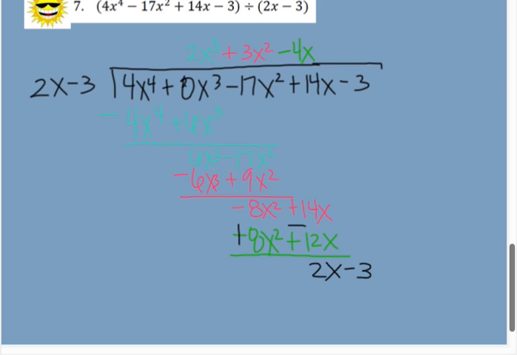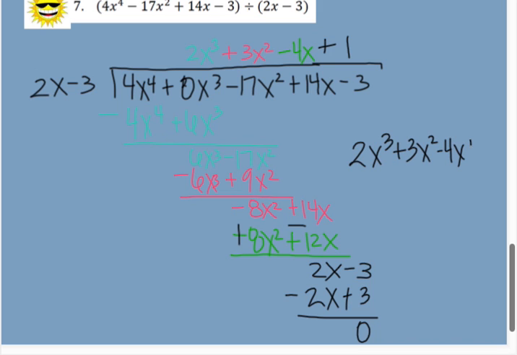2x times what gives me 2x? Well, 2x times 1. So plus 1. So it's just 2x minus 3. Change the signs. They both cancel, so my remainder is 0 on this one. So my solution is 2x to the third plus 3x squared minus 4x plus 1.